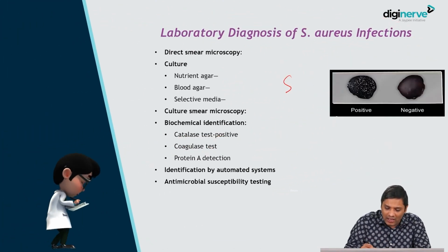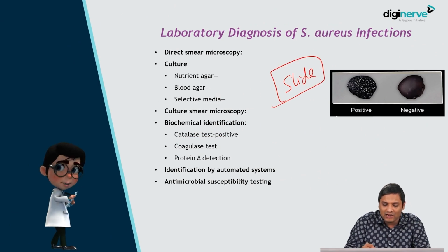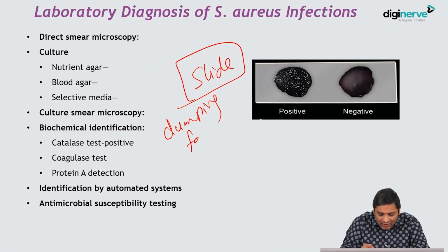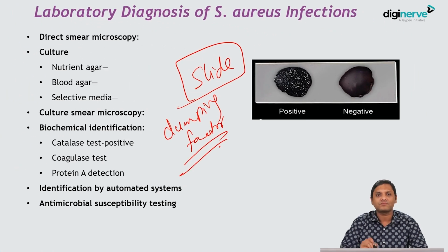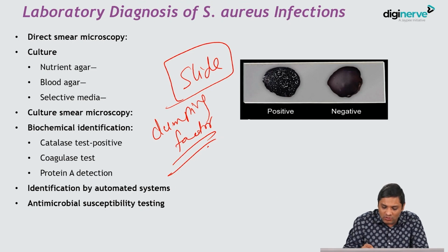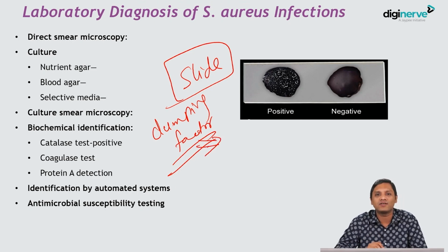Now we will move on to another coagulase test called the slide coagulase test. It is also called the clumping factor test, because here you are detecting the ability of Staphylococcus aureus to form clumps when mixed with plasma, and it is due to the clumping factor of Staphylococcus aureus.